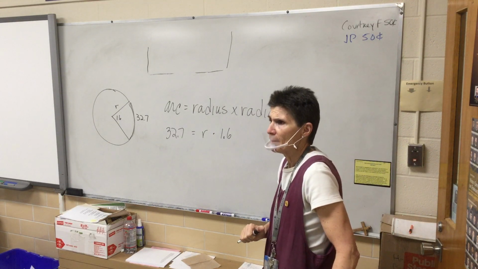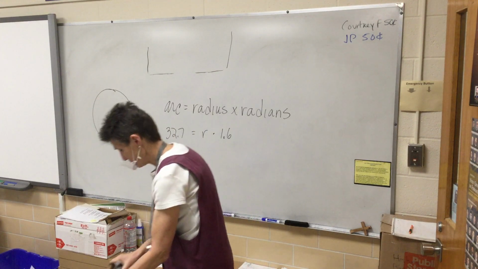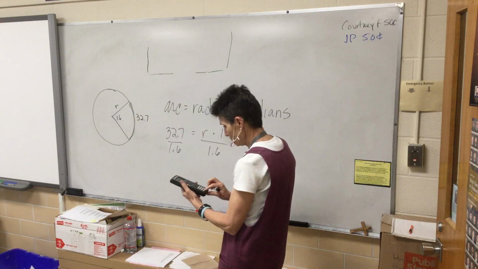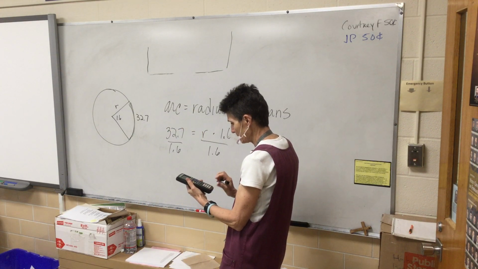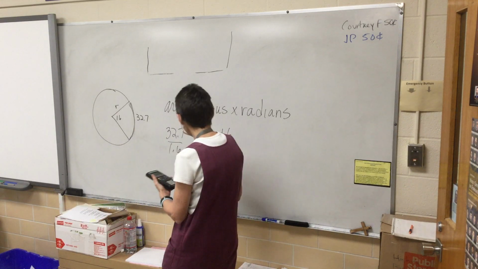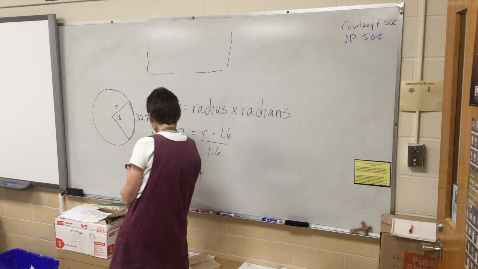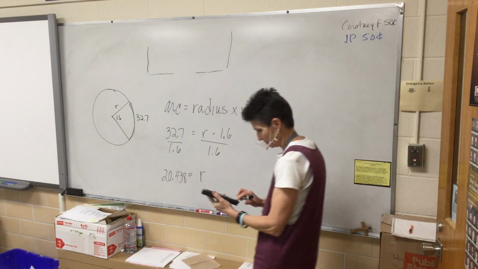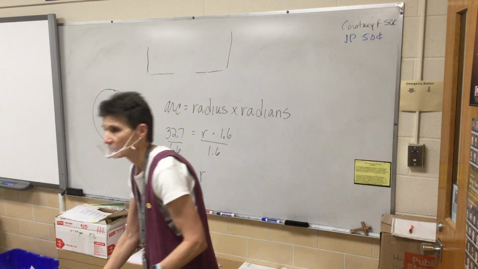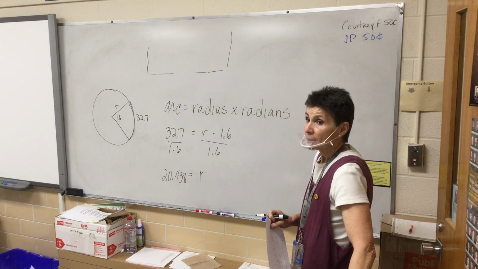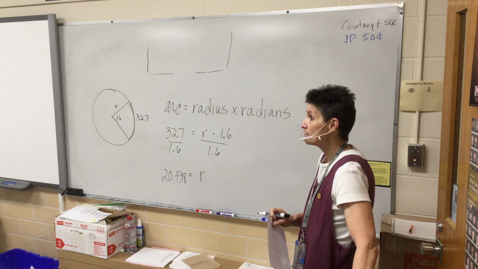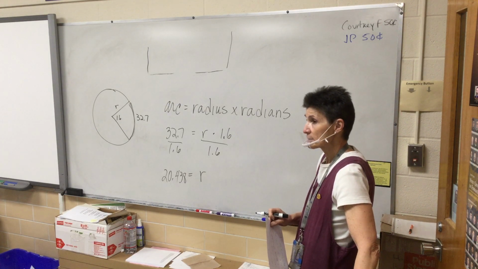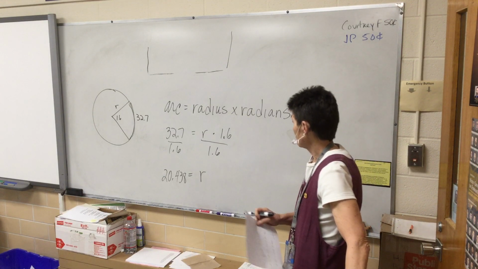So how will I solve that? Divide. Just divide. So I'm going to divide both sides by 1.6. So 32.7 divided by 1.6. And I'm rounding to the nearest thousandth. So it looks like R is going to be 20.438. Arc length equals radius times radians. Always. Radius times radians equals arc length.